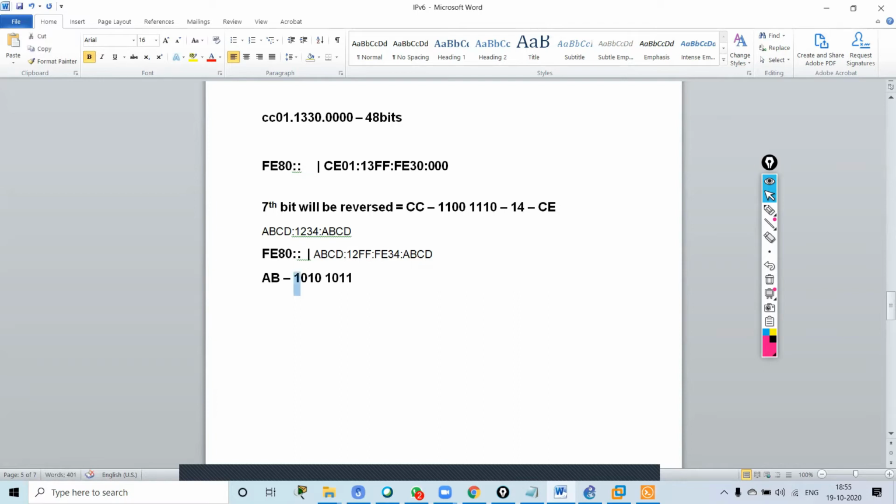Now here you can see the 6, and this is my 7th bit. If it is 1, you have to change it to 0. If it is 0, you have to change it to 1. Now what is the output of this? A and 8 plus 1, 9. A9. My link local address will now become this.